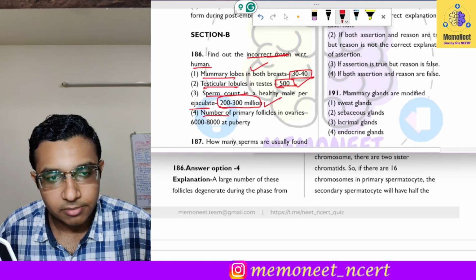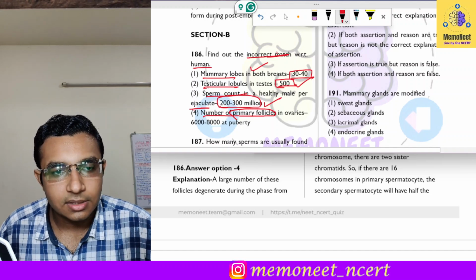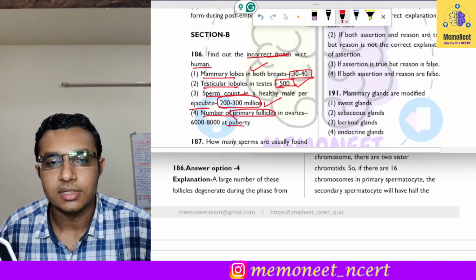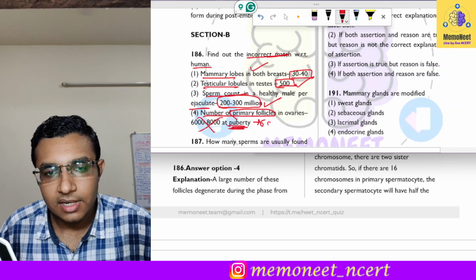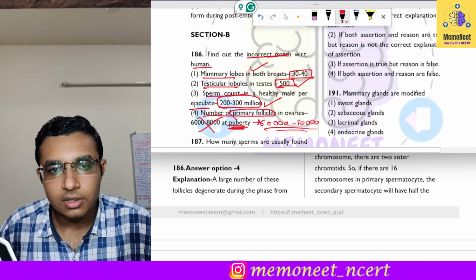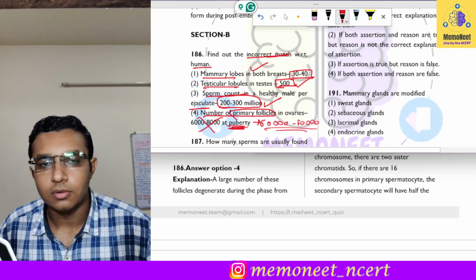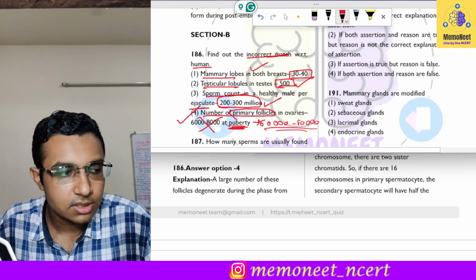But the fourth statement is the number of primary follicles in ovaries are 6000 to 8000 at puberty. So is this true? No, this is incorrect because at puberty there are 60,000 to 80,000 primary follicles in the ovaries. Okay, so this statement is incorrect. Therefore the correct answer of this question is option 4.